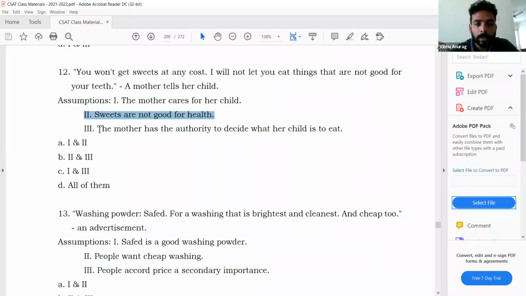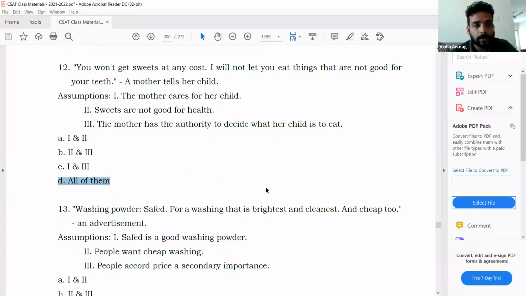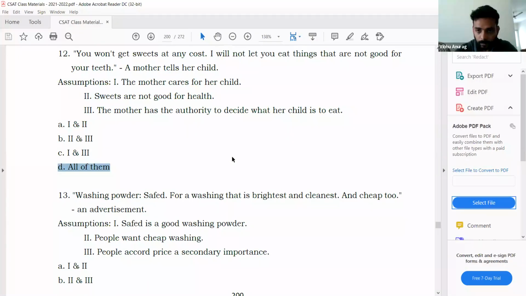And the third one, mother has the authority to decide what a child is to eat. Again, yes. See here, I will not let you. I will not let you means I get to decide. So she believes she has the authority. So all of them are valid assumptions. Answer is D. Okay. For the 12th one, the answer is D. All of them. Did everybody get this? Do you have doubts? Please go ahead and ask me your doubts.